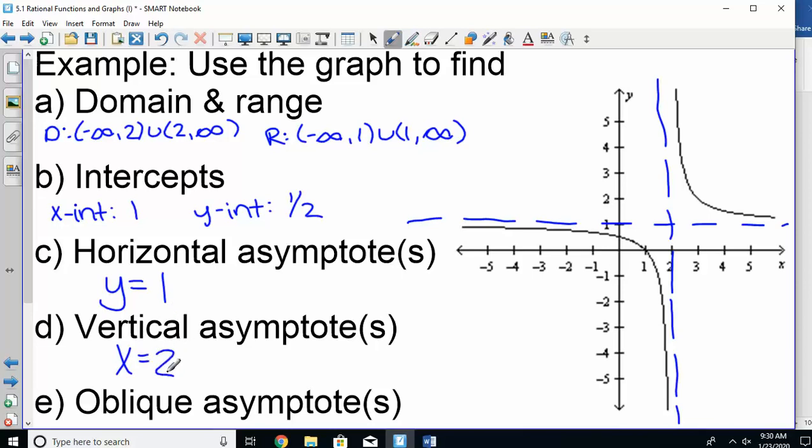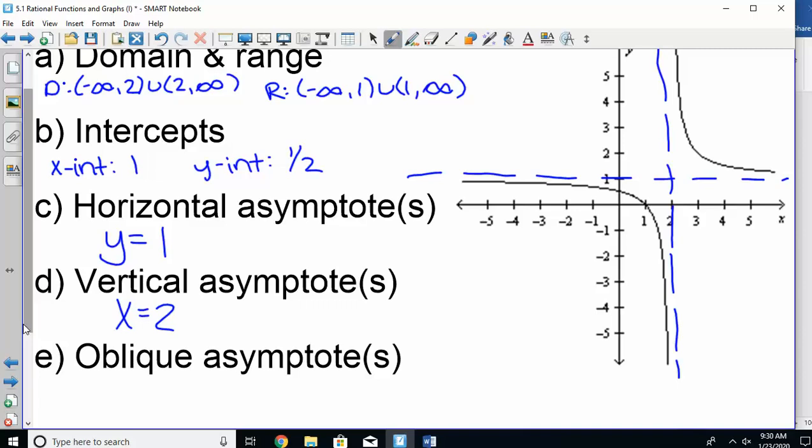Okay. Oblique, we haven't seen any today. We will get to those. And oblique is any other line. So not horizontal or vertical, just y equals mx plus b. This graph doesn't have any other lines that we are approaching. There are none in this case. We will work more on those later. We haven't really done any yet. Are there questions?